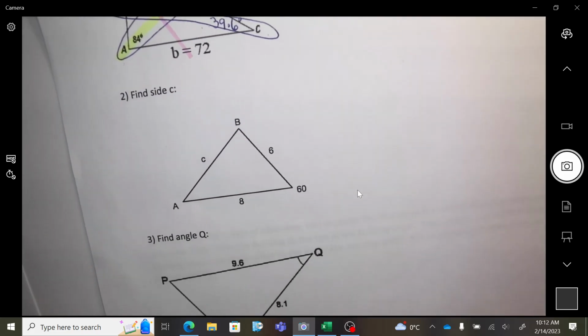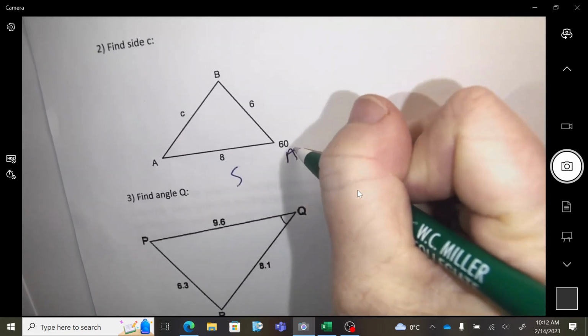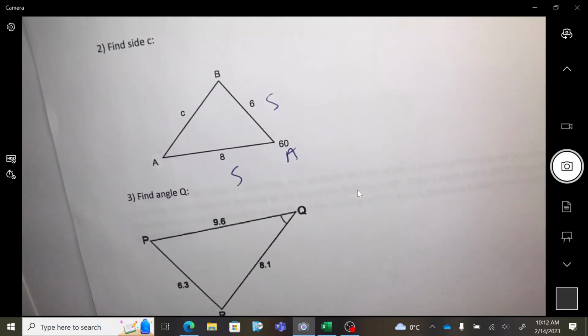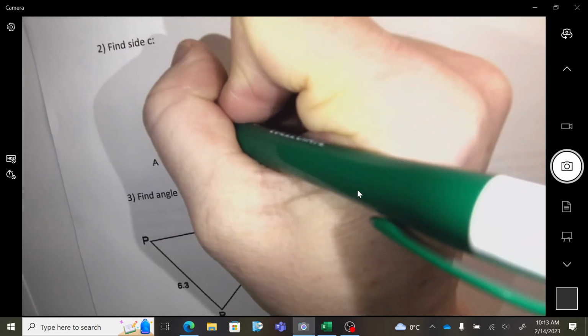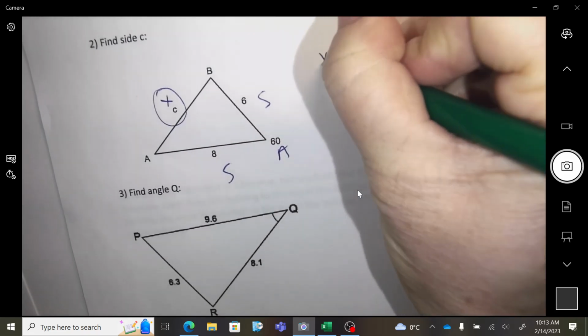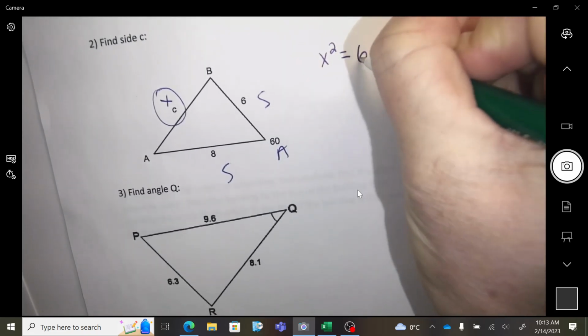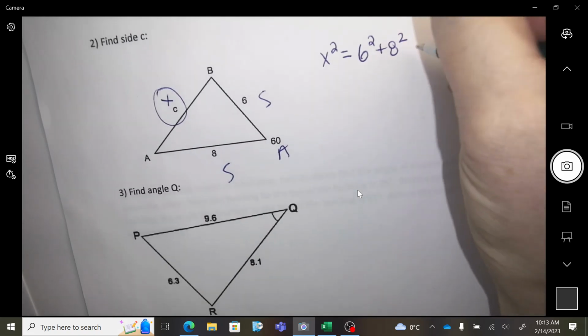Question 2. So on the section on the test where I'm just giving you random triangles, you have no idea if it's cosine, sine, go through the process. Pairs, SAS, triple S. SAS, which means cosine law. I'm just going to call side C X for now. So X squared equals 6 squared plus 8 squared, or you can flip-flop that around. That doesn't matter if you had the 8 squared before the 6 squared.